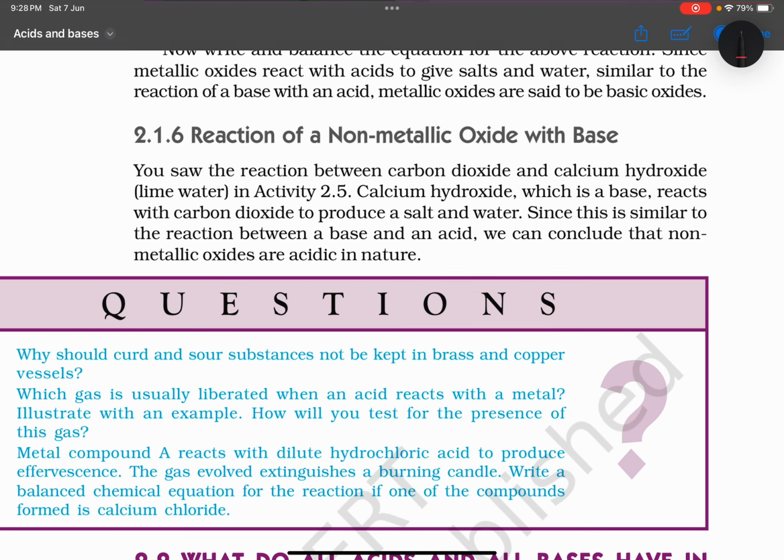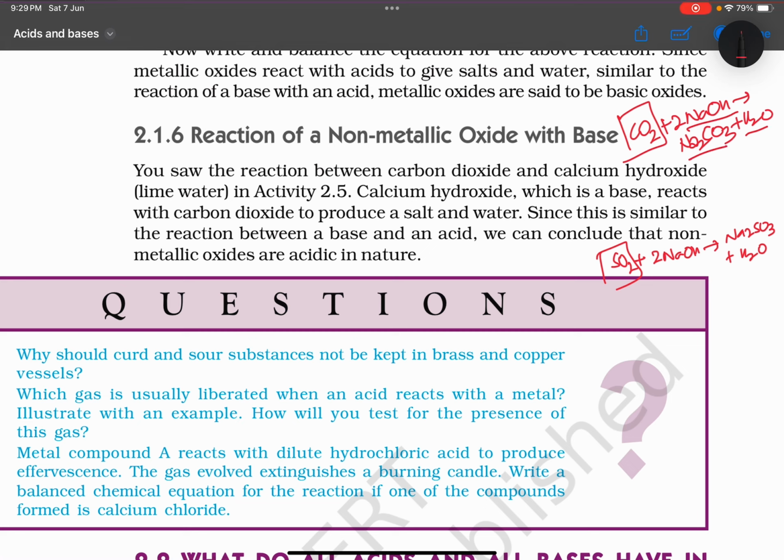Reaction of a non-metallic oxide. Non-metallic oxide means you can take, for example, carbon dioxide plus NaOH gives rise to Na2CO3 plus H2O. You can take sulfur dioxide plus KOH or NaOH forms Na2SO3 plus H2O. So all these, sulfur dioxide, carbon dioxide, are acidic in nature, acids you can say. Sodium hydroxide is base, Na2CO3 is salt and H2O is water.